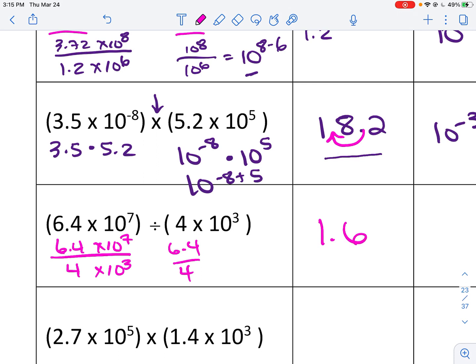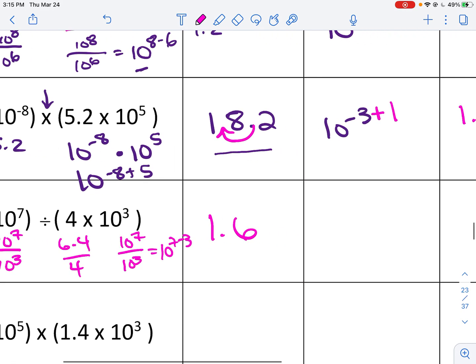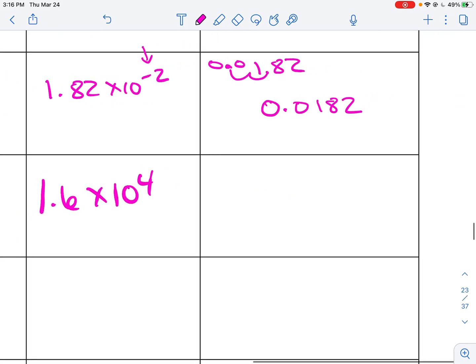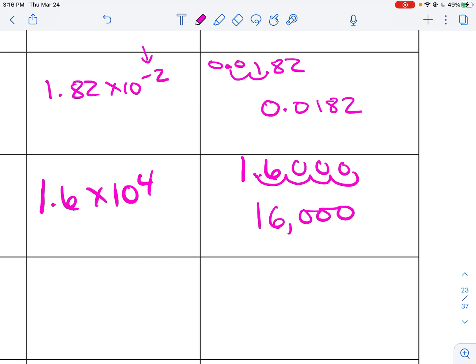Then 10 to the 7th over 10 to the 3rd is the same thing as 10 to the 7 minus 3. And when you do that, you get 10 to the 4th power. So I write that 1.6 times 10 to the 4th. Then I need to make this in standard form, 1.6. I need to make it bigger because that says 10 to the 4th power. So I'm multiplying it by 1,000. So 1, 2, 3, 4. So I get 16,000.